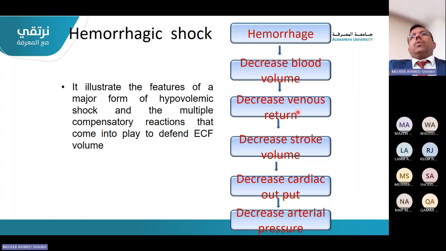So in hemorrhage, what is happening actually? Loss of blood leading to decreased blood volume, leading to decreased venous return, leading to decreased stroke volume, leading to decreased cardiac output, and leading to decreased mean arterial pressure. So mainly one of the signs of any shock is severe hypotension. And to treat, you have to increase the volume. If it is hypovolemia, you have to increase the volume. If it is due to cardiac failure or pump failure, you have to give some drugs which can cause increased force of contraction.